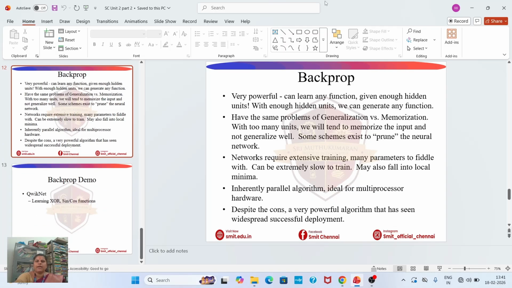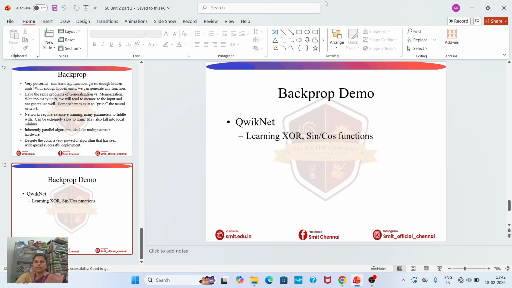Backprop is very powerful and can learn any function given enough hidden units. But there is a problem of generalization versus memorization. With too many hidden units, the network will tend to memorize the inputs and not generalize well. Some schemes exist to address this in neural networks. Networks can be extremely slow to run and may also fail in a local minimum. Despite this, it is a very powerful algorithm that has been successfully deployed.